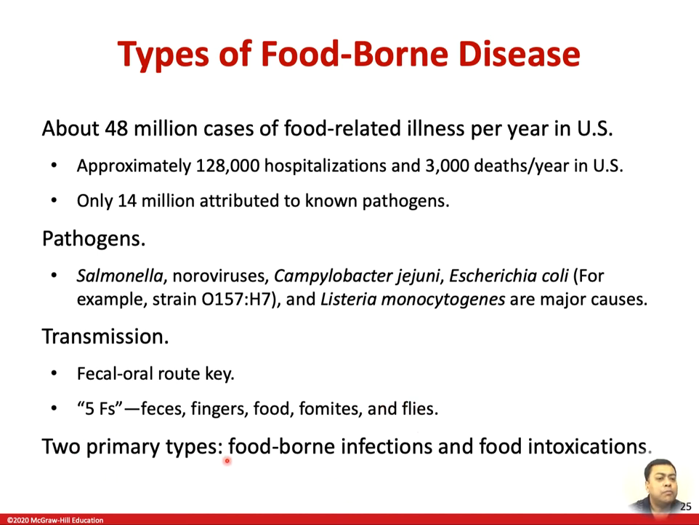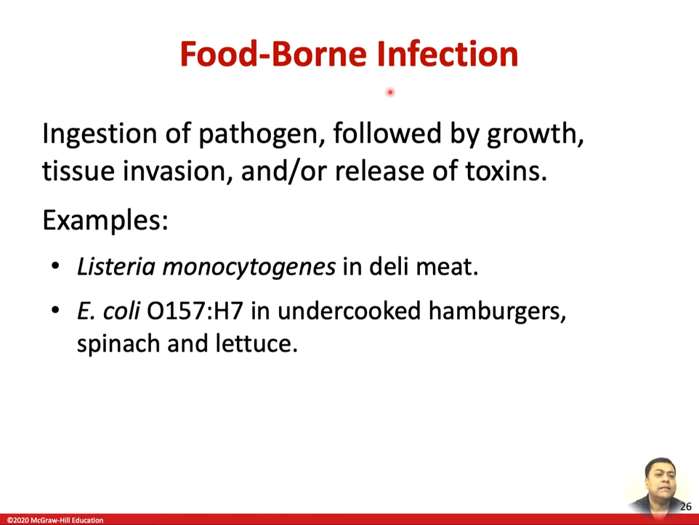And there are two primary types of foodborne illness. One is the foodborne infection, and the other is food intoxication, which is due to the production of toxins by the pathogens. So let's take a look at these foodborne pathogens. Examples are Listeria monocytogenes in deli meats, or this enterohemorrhagic O157:H7 E. coli in undercooked hamburgers, spinach, lettuce.